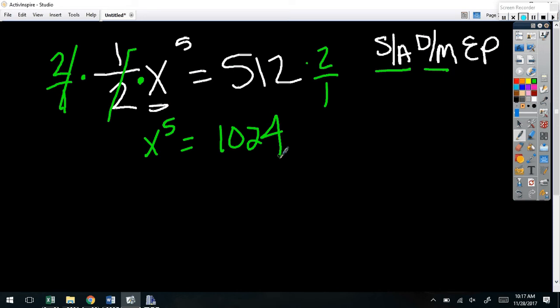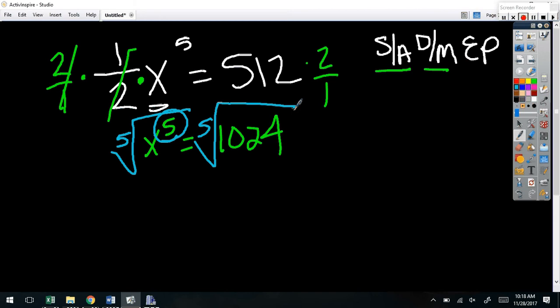Now comes the new part. Somebody said we've done this, and we have, but we've done it with exponents of 2. Now we've got an exponent bigger than 2. So now the question is, how do I get rid of this? Not square root, but 5th root.